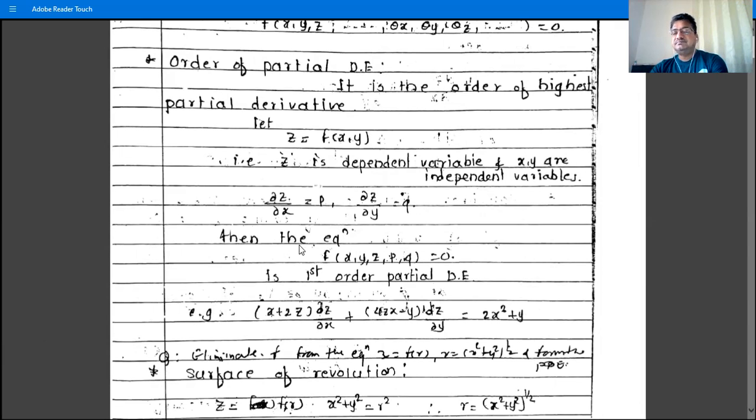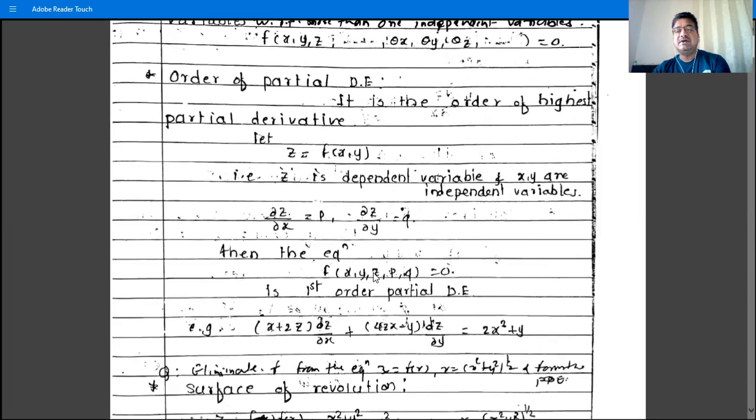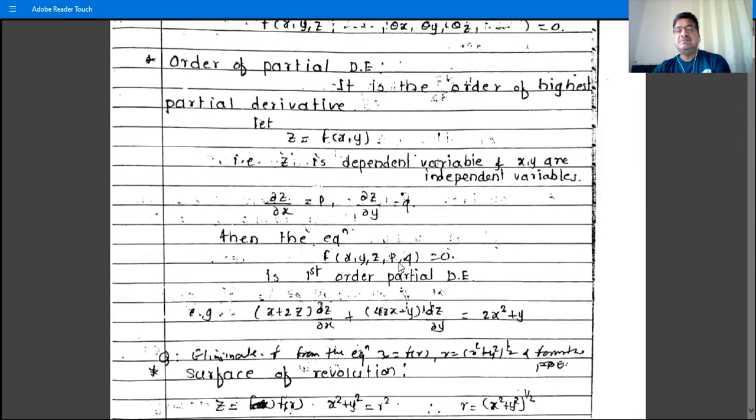Then the equation f(x, y, z, p, q) is equal to 0 is the first order partial differential equation. That is, this is the relation. This is the function. F is the function between x, y, z, these are the independent variables, and p and q. So what is p? Small p is ∂z/∂x. Small q is ∂z/∂y. So this is the general form of the partial differential equation of first order.